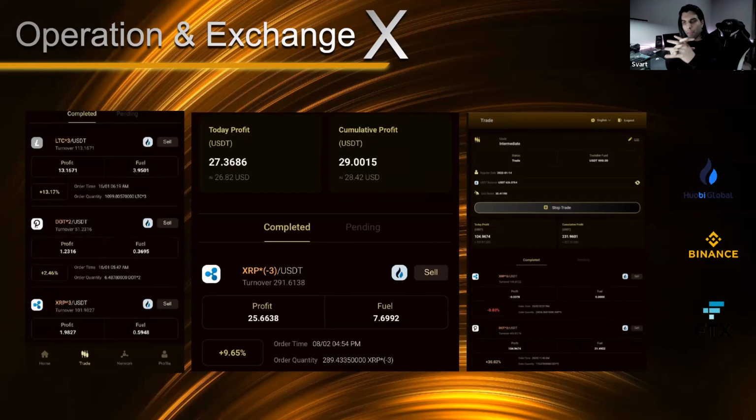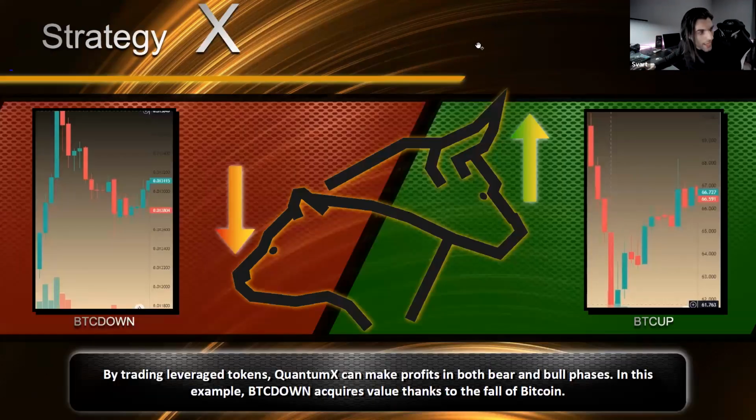But the most interesting thing, for example, is this profit sale in the center of the slide, which was concluded when the market fell down. What I mean, you can see Ripple -3. And we go to the next slide. This brings us to the core of Quantum X, the ability through the leverage token to make profit in both directions of the market. We can earn with Quantum X in a bull trend and in a bear trend.